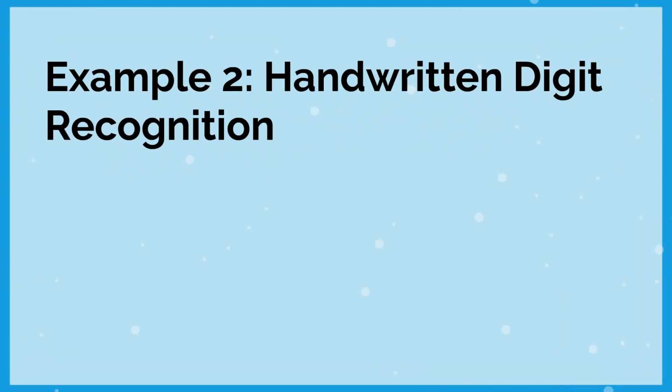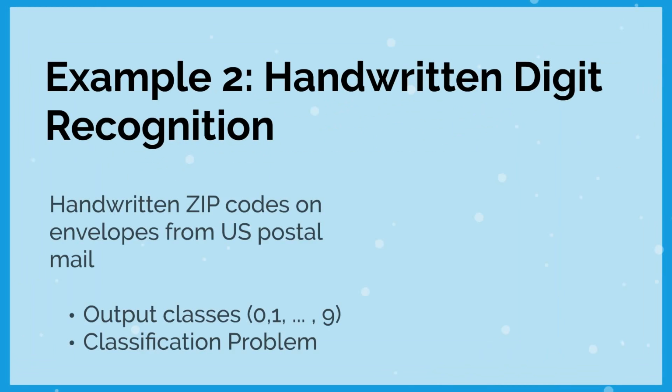Example 2, handwritten digit recognition. So in this example, we had zip codes that were written on envelopes from the US Postal Service, and they wanted to automatically read these zip codes. However, if you might have noticed, myself included, a lot of people have very bad handwriting, and so sometimes these things are difficult to read. For this problem, you're going to have an output class, 10 output classes actually, 0 to 9. So if you notice, we can have more than 2 output classes. We can have any number of inputs and any number of outputs in these problems. And again, this is a classification problem.